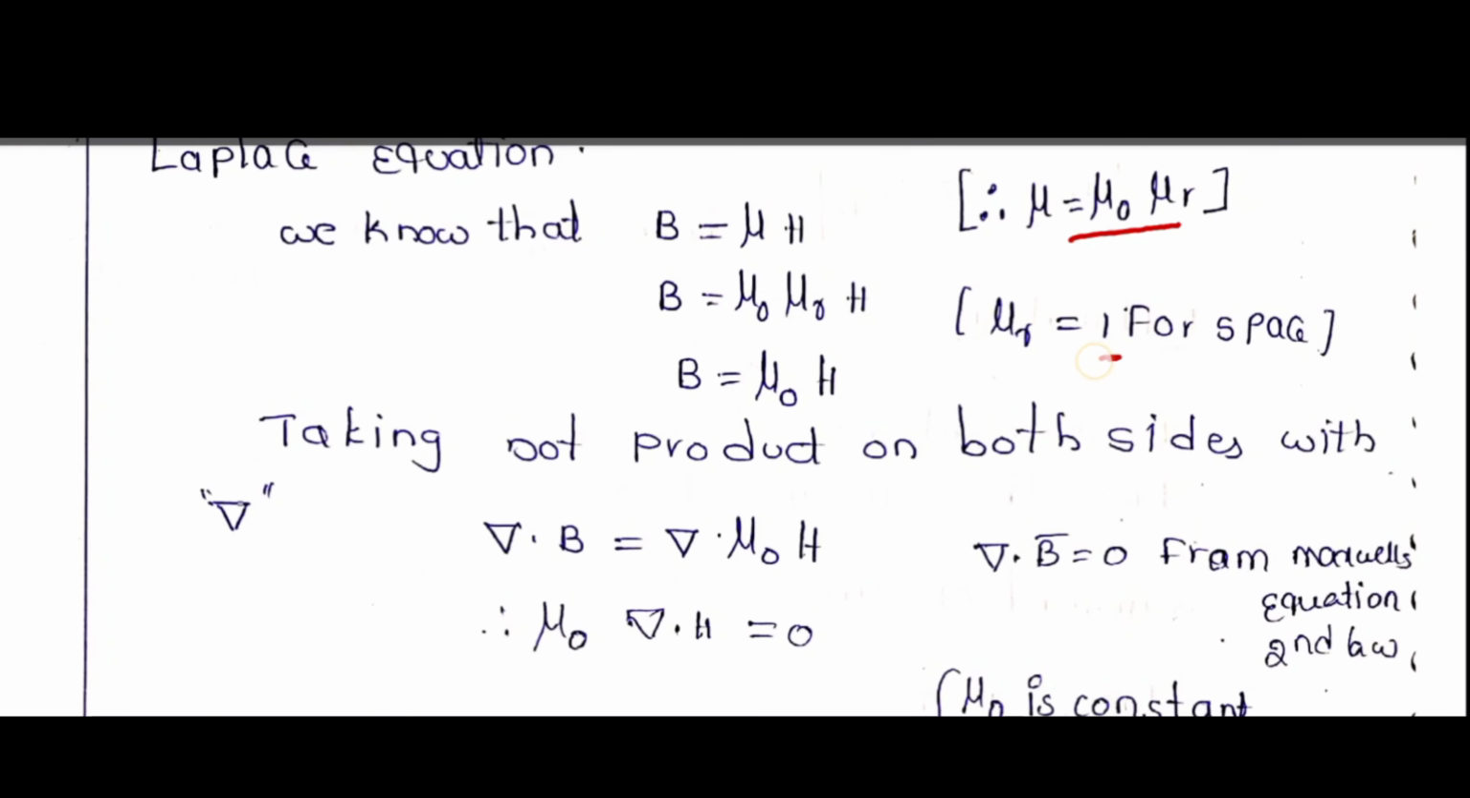Mu r equal to 1 for free space. We can replace that, mu equal to mu naught mu r H, where mu r equal to 1 for free space. Again we can write B equal to mu naught H. Now we are taking the dot product on both sides.